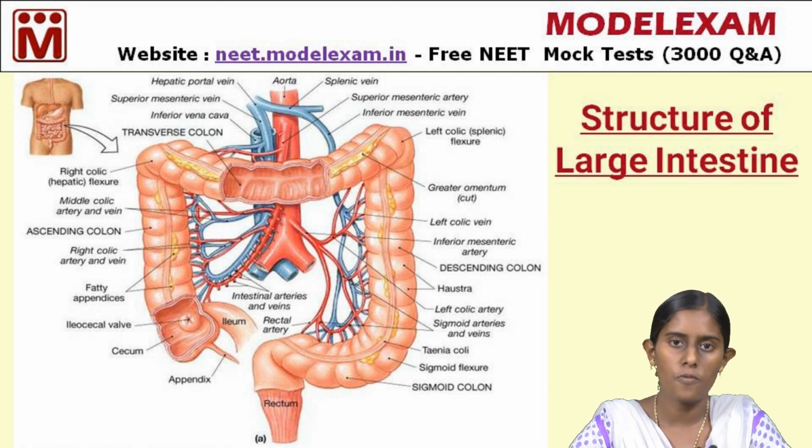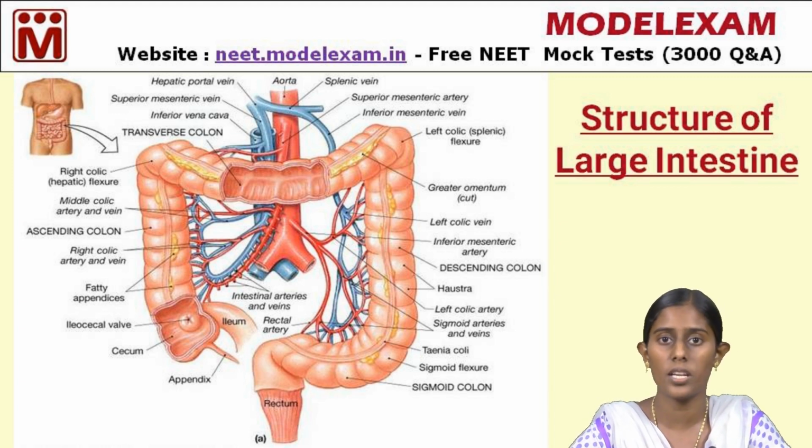Here only one food is digested, that is fiber alone. All the other materials are digested and absorbed in the small intestine region. The most amount of water is also reabsorbed here, because the waste material that comes out from the small intestine is rich in water. So that water is absorbed in this region.